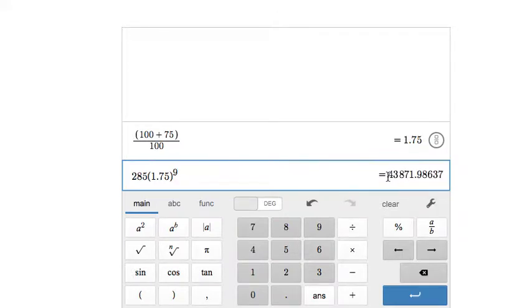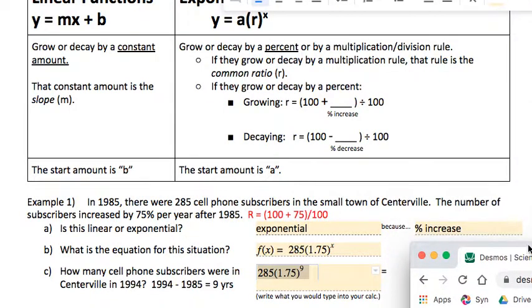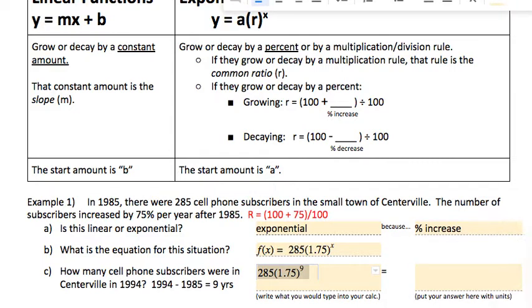And that's my answer. It's talking about cell phone subscribers. That's people. So I think it makes sense to round this to the nearest whole number. So it's 43,871.9 people. That's awfully close to 43,872. And so I'm going to go ahead and type that in as my answer, but I'm going to change that to a 2. And the units are important here. So we're talking about cell phone subscribers.